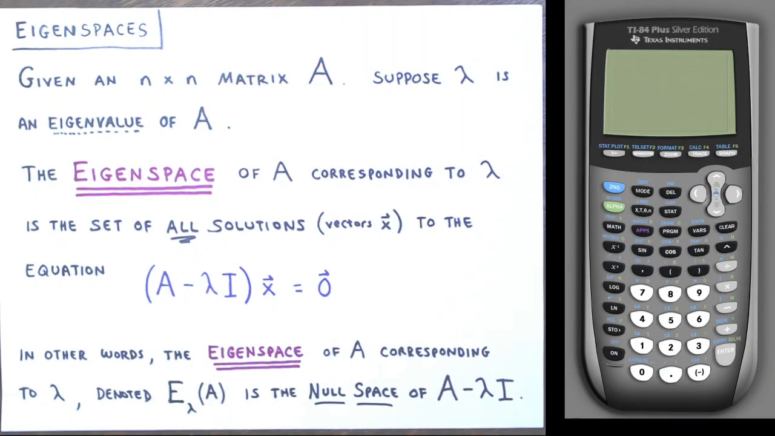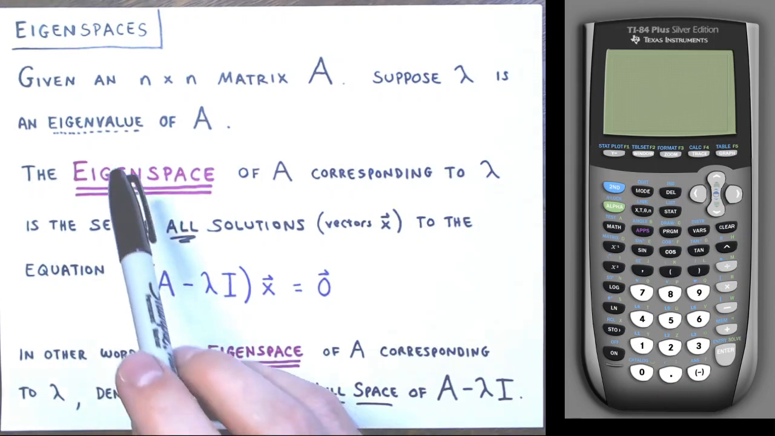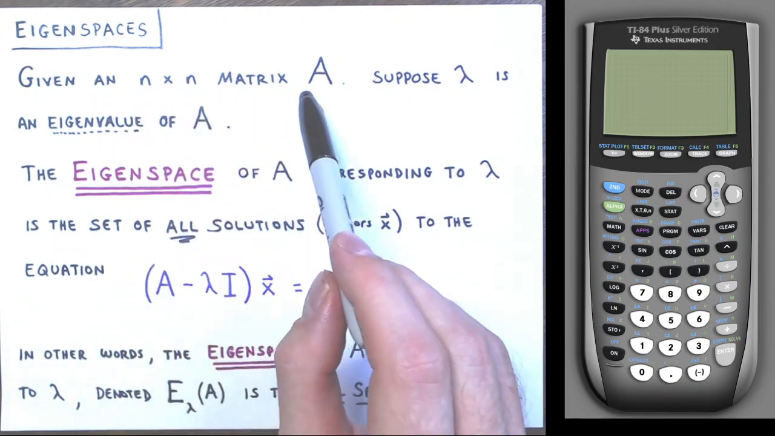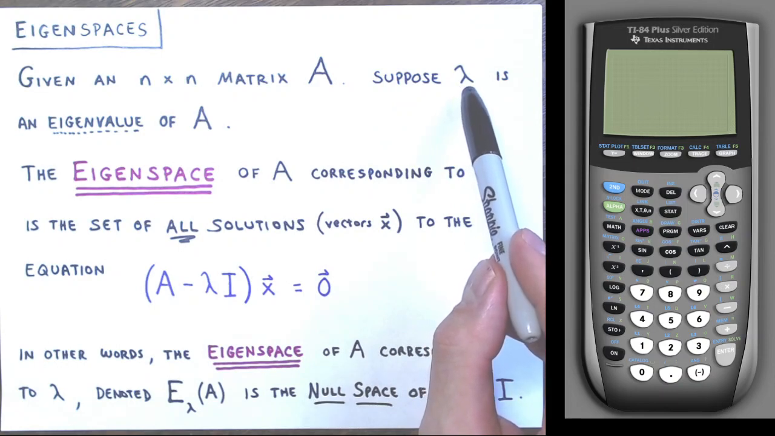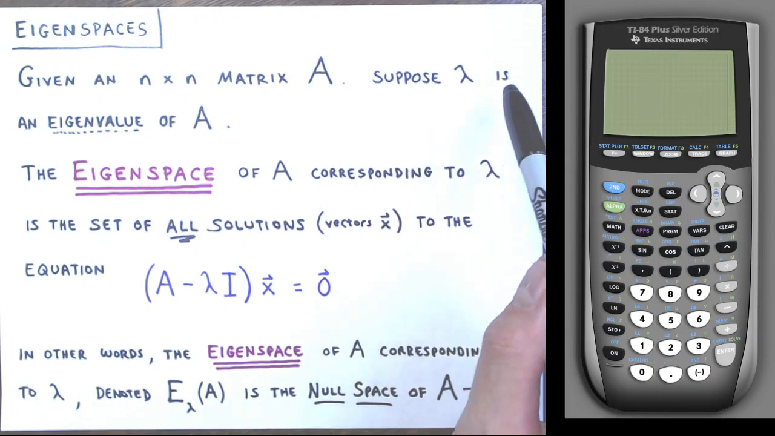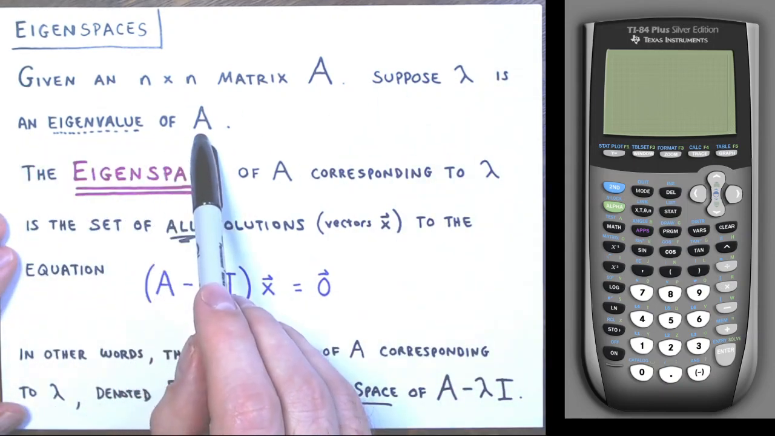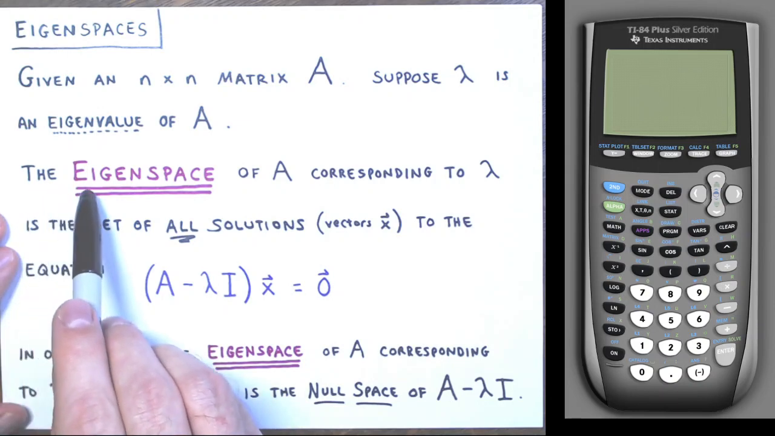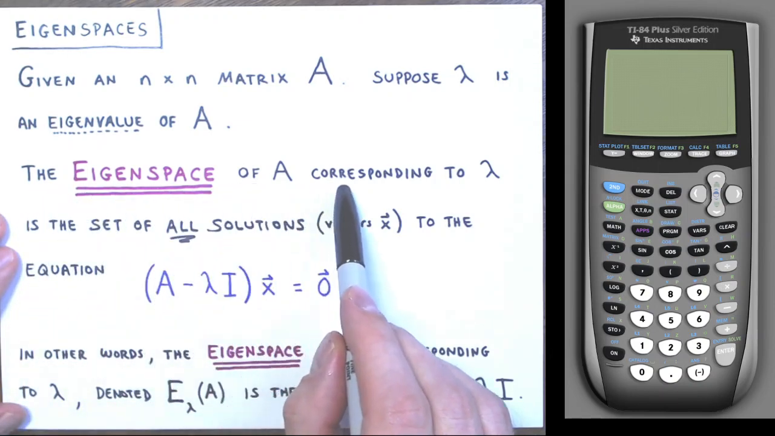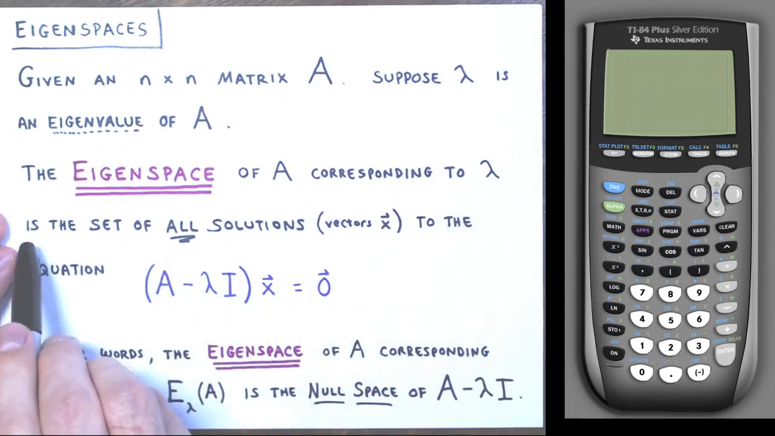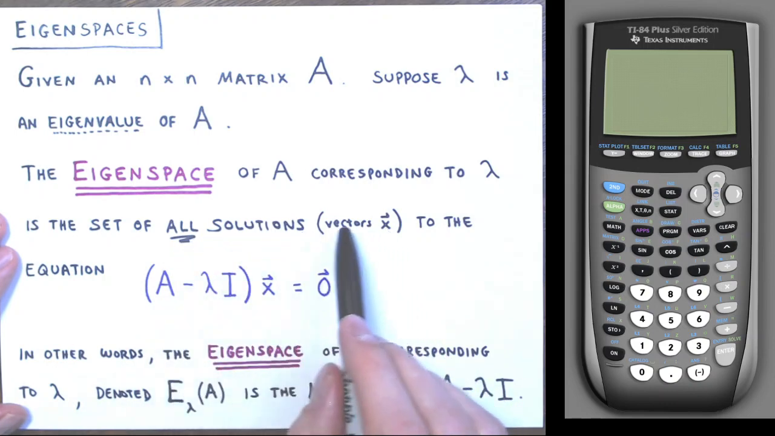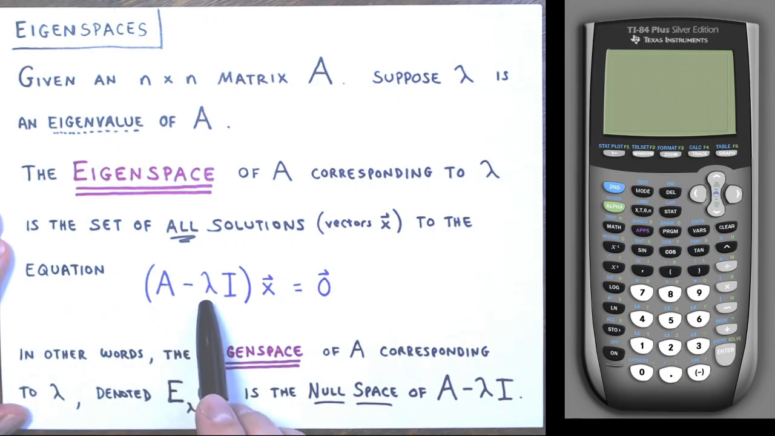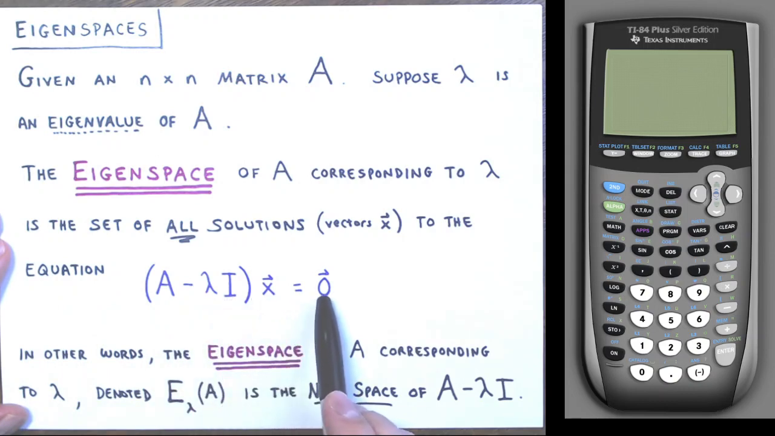So first, about eigenspaces. Suppose we're looking at an n by n square matrix A. Also suppose that we have found at least one eigenvalue called lambda, so lambda is an eigenvalue of matrix A. The eigenspace of A corresponding to this lambda is the set of all the solutions, which are vectors x, to the equation A minus lambda I times x equals the zero vector.